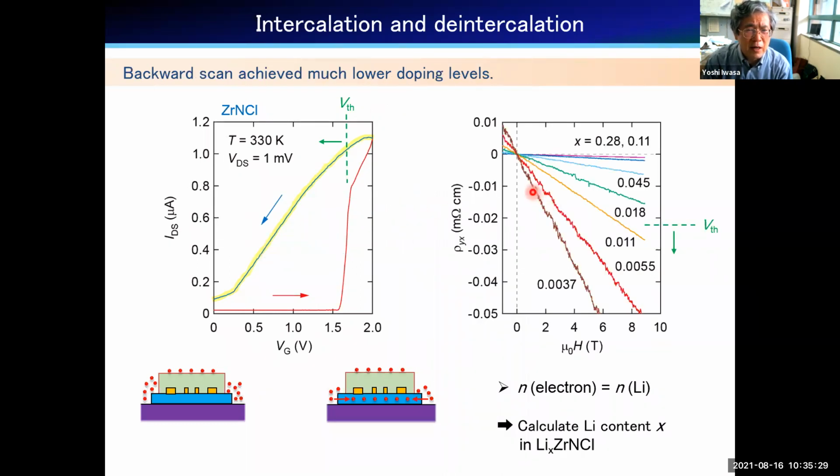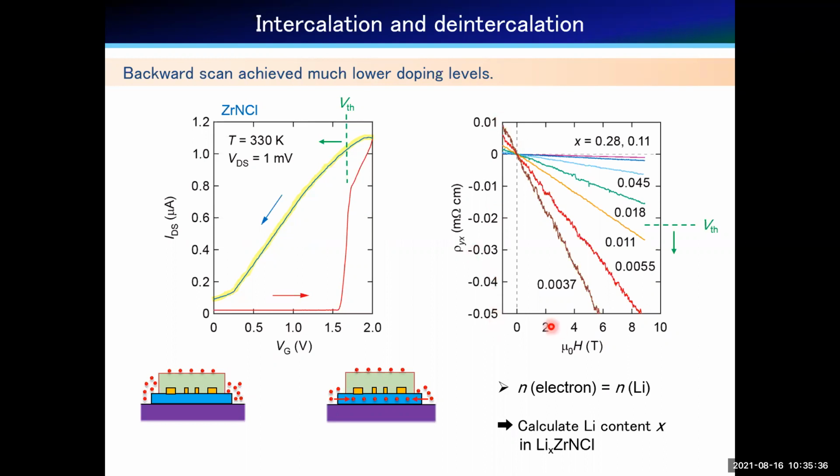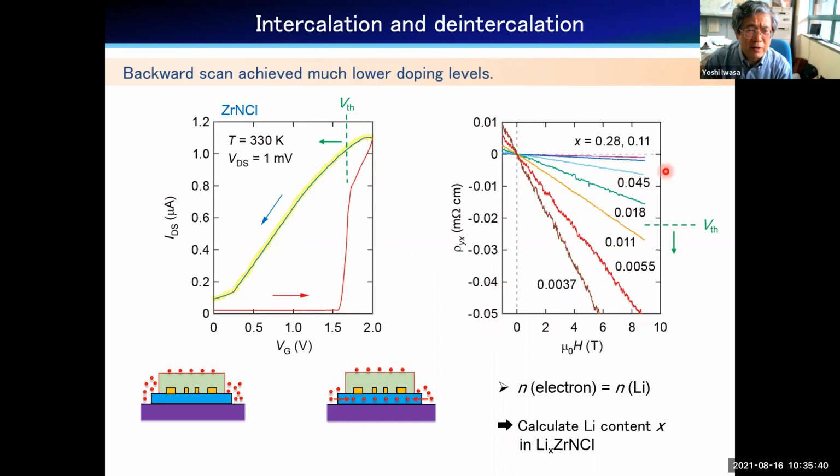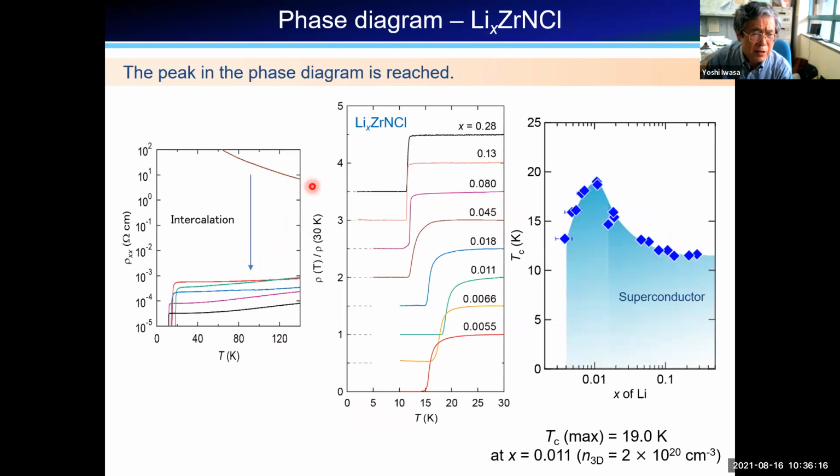Using this, we measure the Hall effect, rho_xy versus magnetic field, and the slope indicates the carrier density. From this, we estimate the x value, the number of lithium, assuming the lithium ions provide one electron to the zirconium nitrogen chloride layer. So the low carrier density region can be reached only by this deintercalation process. With this, we measure the temperature dependence of the resistivity. Starting with this non-doped state, by intercalation, we are able to reach superconductivity.